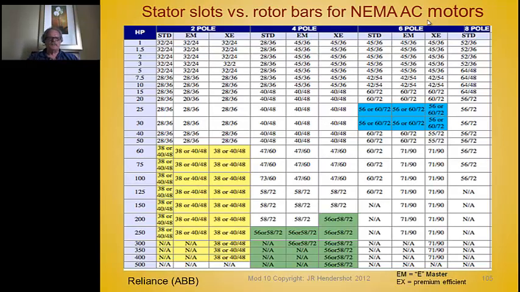Now, with respect to NEMA frame motors, standard stuff has been built for years, and this is a chart provided by either Reliance or Baldor, but they're all the same company now, and they're owned by ABB. Here's a list of NEMA AC induction motors that were all originally designed for grid power, and you'll notice that they're listed by horsepower and number of poles, and then the stator slot and rotor bar number combinations are listed there for your information. Notice that some of these are high efficiency and premium efficiency motors. So as efficiency went up, they changed some of these. Not all of them, but some of them. You can study those. It's interesting.